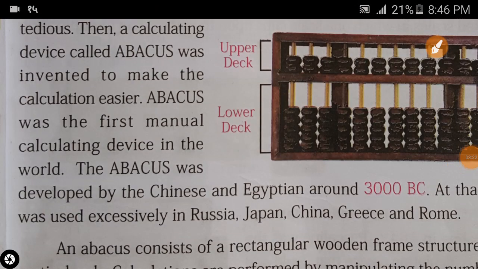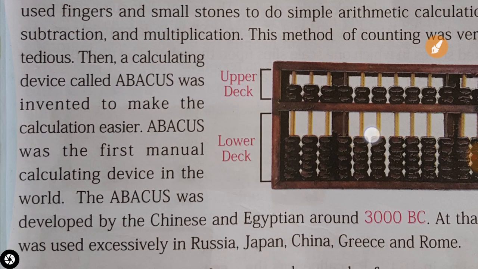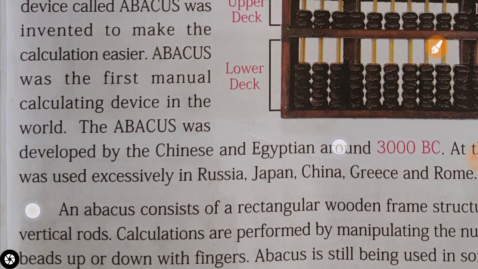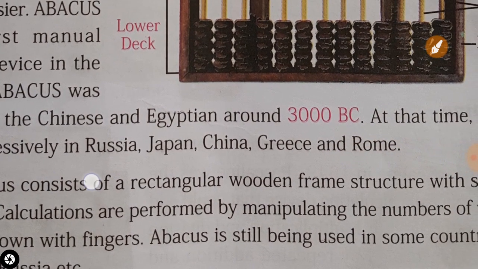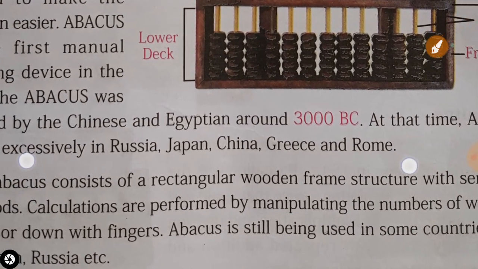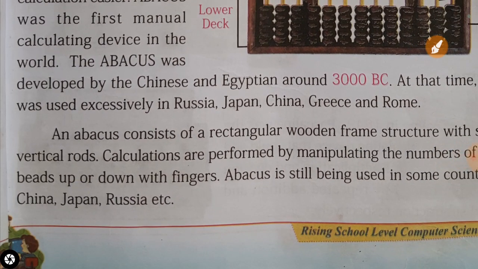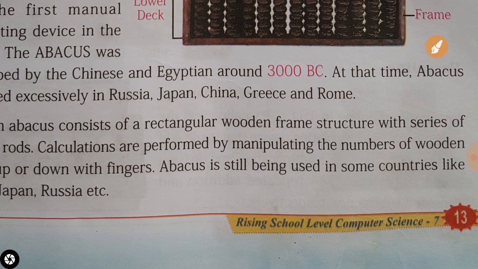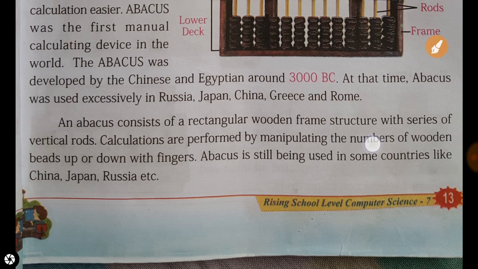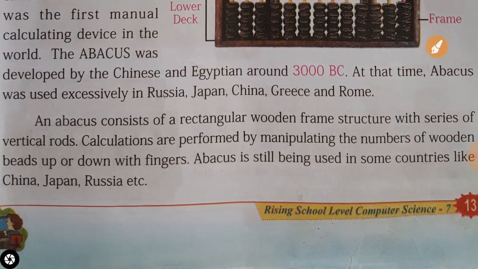And it is said that the abacus was developed by the Chinese and Egyptians a long time ago, around 3000 BC. At the time, abacus was used extensively in Russia, Japan, China, Greece, and Rome. An abacus consists of a rectangular wooden frame structured with a series of vertical rods. Calculations are performed by manipulating the wooden beads up or down with fingers. As I have already told you, abacus is still being used in some countries like China, Japan, Russia, etc.